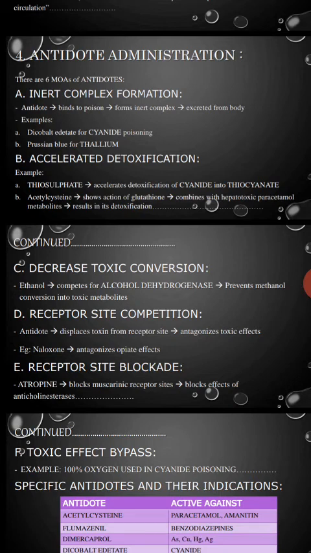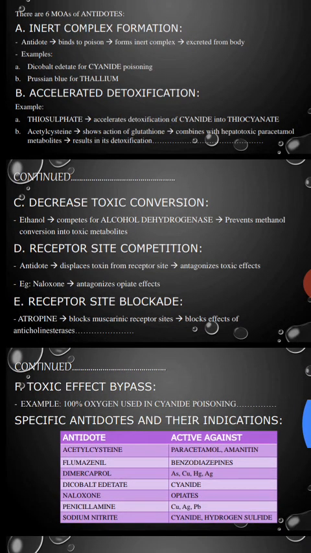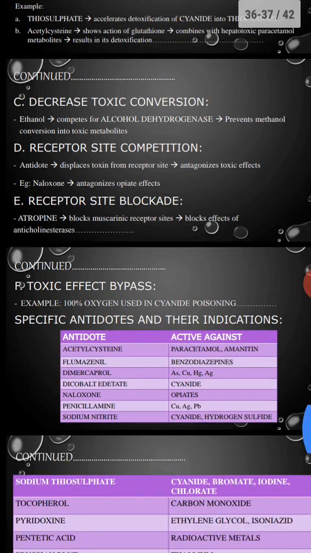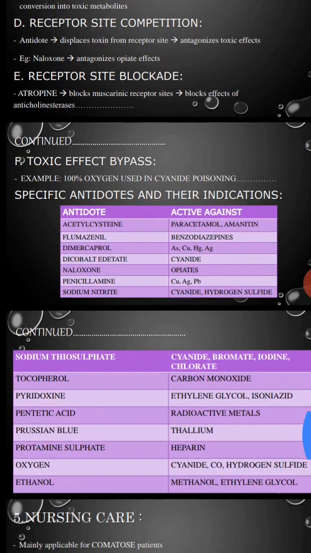The antidote displaces the toxin from receptor sites. For example, naloxone is an opioid antagonist; it blocks the opioid receptors. Receptor site blocking: like atropine blocks the muscarinic receptors, so it is used for anticholinergic poisoning. These are some antidotes; you can note down some antidotes here also.